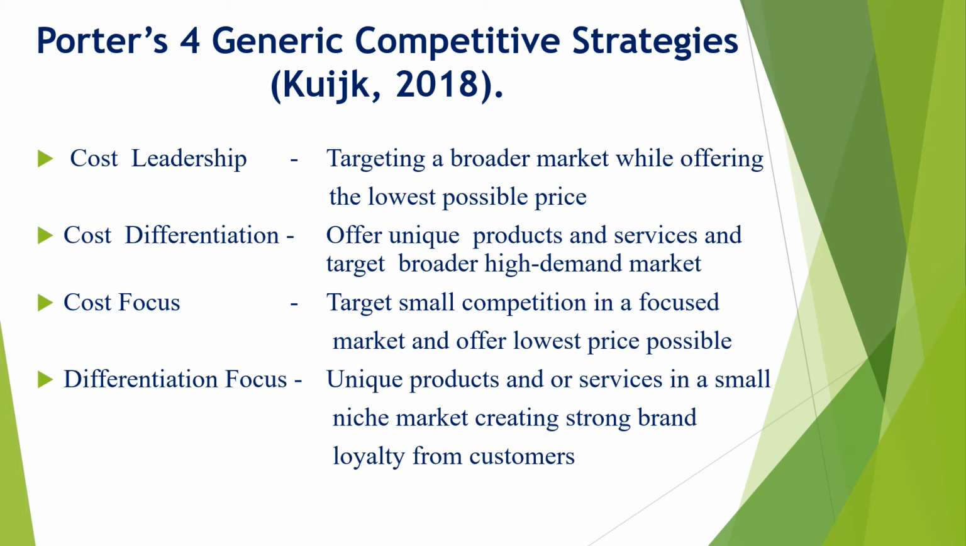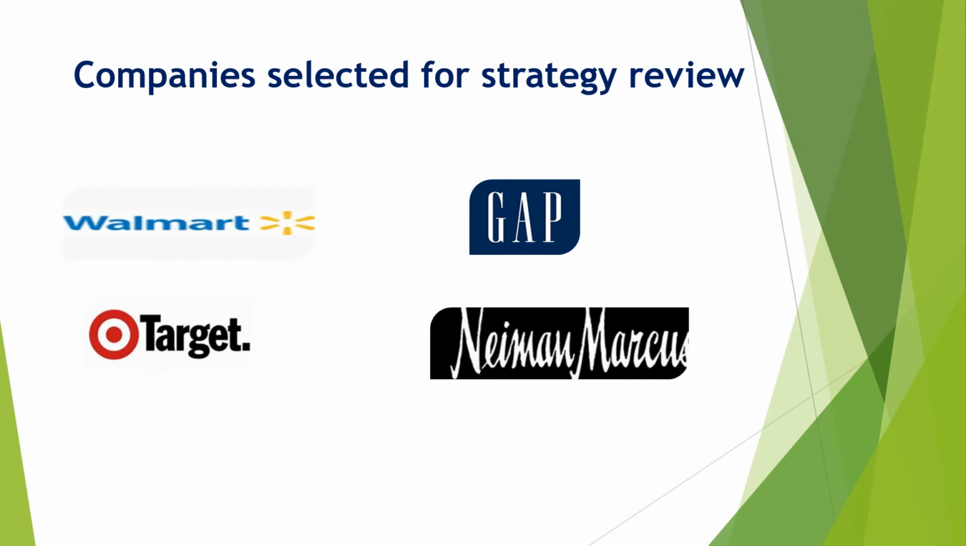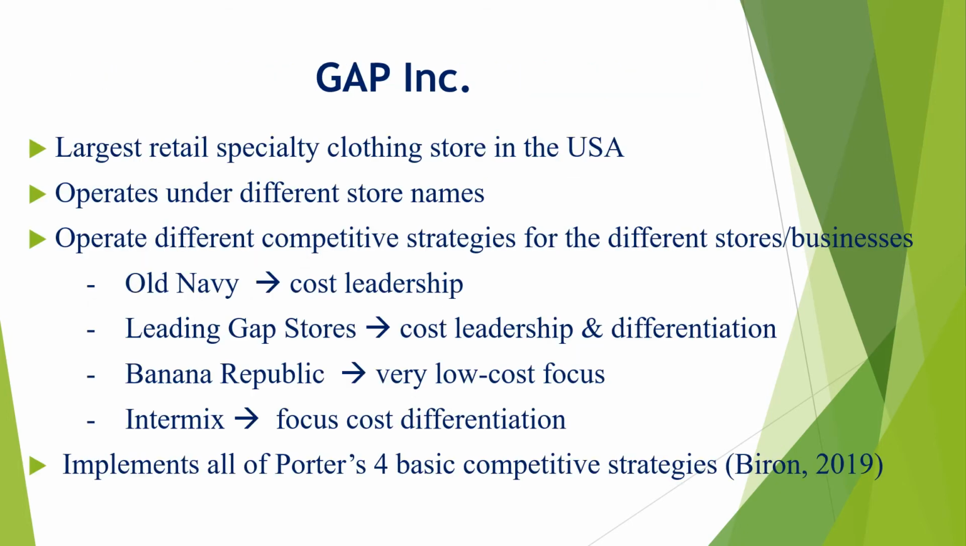Now, the companies that are selected for this study, this assignment, are the Gap, Neiman Marcus, Walmart, and Target. So let's take a look at the Gap. The Gap is the largest specialty retail clothing store in the United States and operates through its original Gap stores and the Banana Republic, Old Navy, Intermix, Janie and Jack, Hill City, and Athleta.